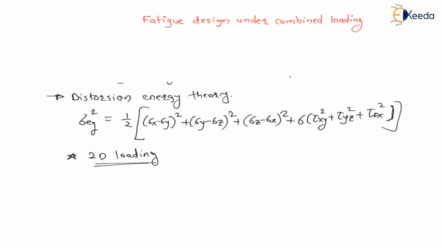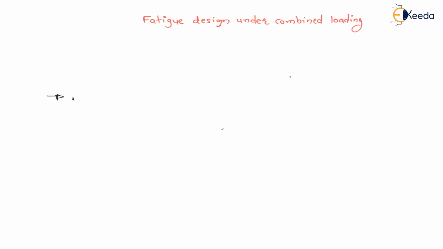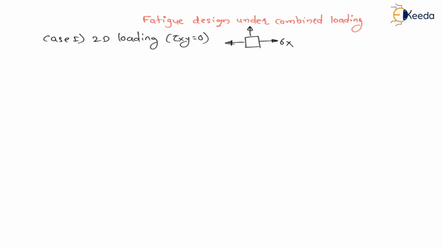The first special case is case 1, when a component is subjected to only normal stresses along two directions. Case 1, only 2D loading without shear, so tau xy is equal to 0. That means a component is subjected to sigma x, normal stress along x direction, and sigma y, normal stress along y direction. In this loading sigma z is 0 as well as tau xy, tau xz and tau yz, all are 0.